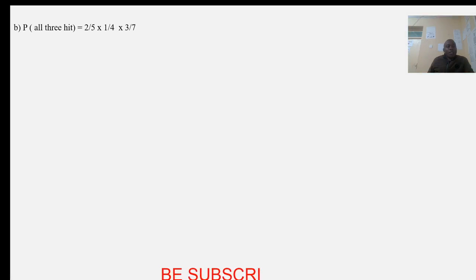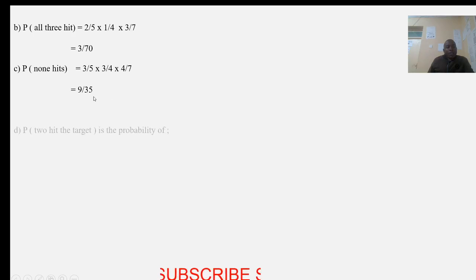Then we continue with part B and find the probability all 3 hit. It is the probability of Njoroge hitting, Kamau hitting, and Karaoke hitting. You multiply all of them. It is the probability of A hitting, B hitting, and C hitting. So you multiply, you get 3 out of 70. Probability none hits: it is the probability of this one not hitting, which is 3 out of 5, this not hitting, which is 3 out of 4, and this not hitting, which is 4 over 7. You multiply, and you get 9 out of 35.